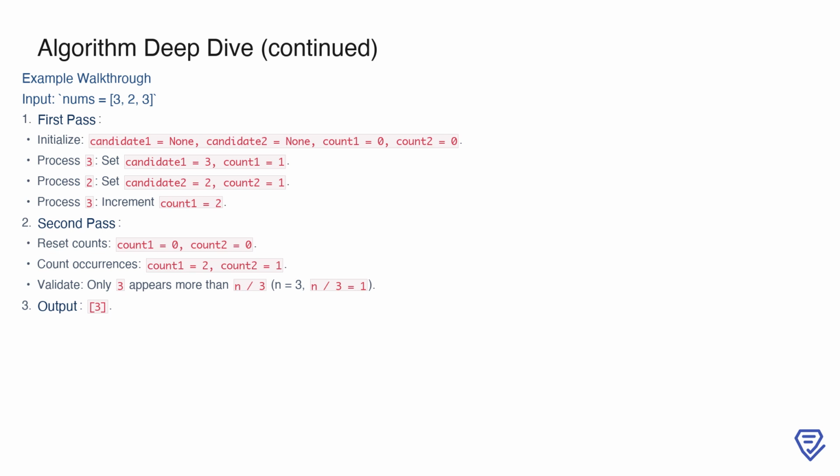In the second pass, we reset both counts to 0 and count the occurrences of the candidates. Candidate 1, which is 3, appears twice, while candidate 2, which is 2, appears once. Since only 3 occurs more than n/3 times, where n is 3, so n/3 equals 1, we add 3 to the result list. The final output is 3, which correctly identifies the majority element for this input.